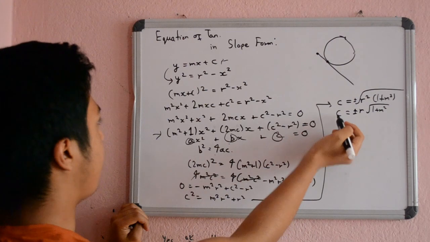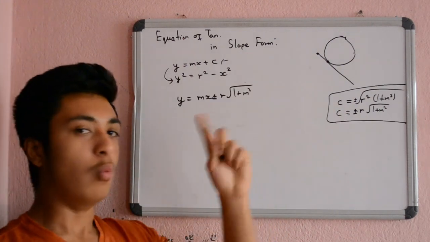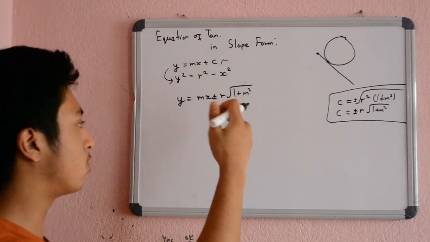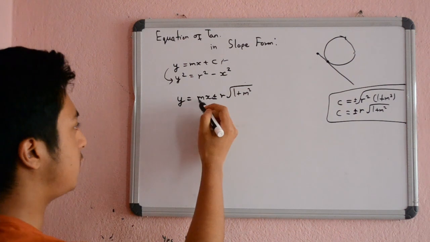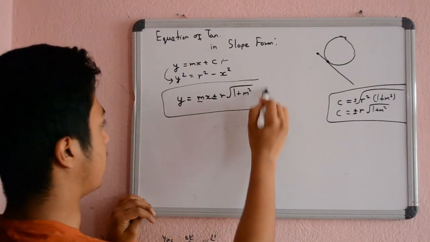And now substitute that value in here, and finally you get the equation of tangent as y is equal to mx plus minus r root 1 plus m square. And m, of course, is the slope of the tangent, and this is what we're trying to find.